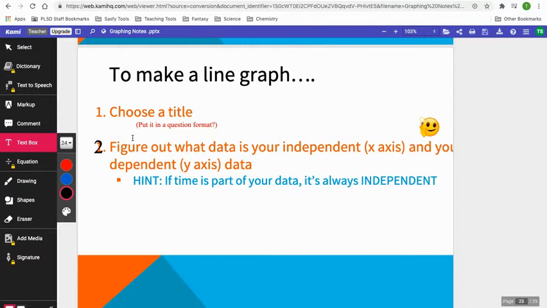Number two is to figure out what data is independent and what is your dependent data. So what is your influence? The influencer is independent. What is being influenced? Dependent. I want you to also write this: if time is part of your data, it is always independent. Time is never dependent on anything. Almost anything we measure is going to be dependent on time.